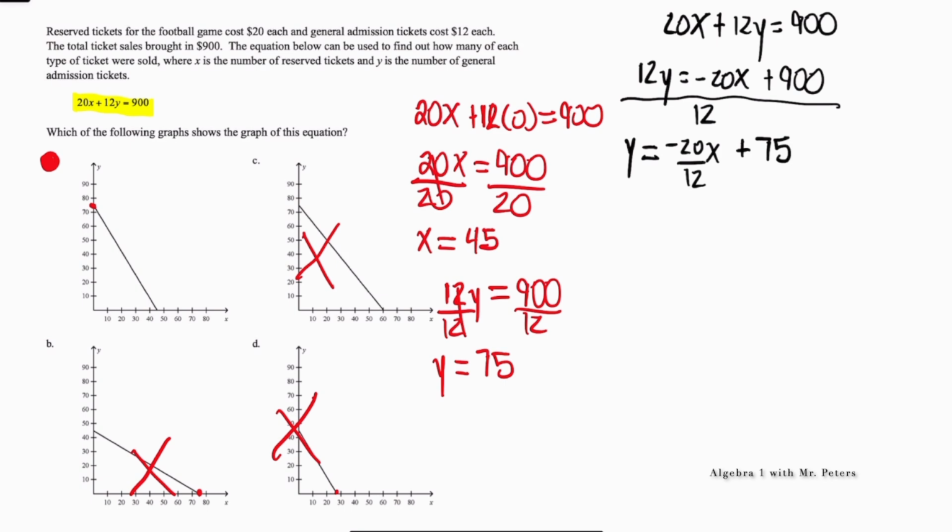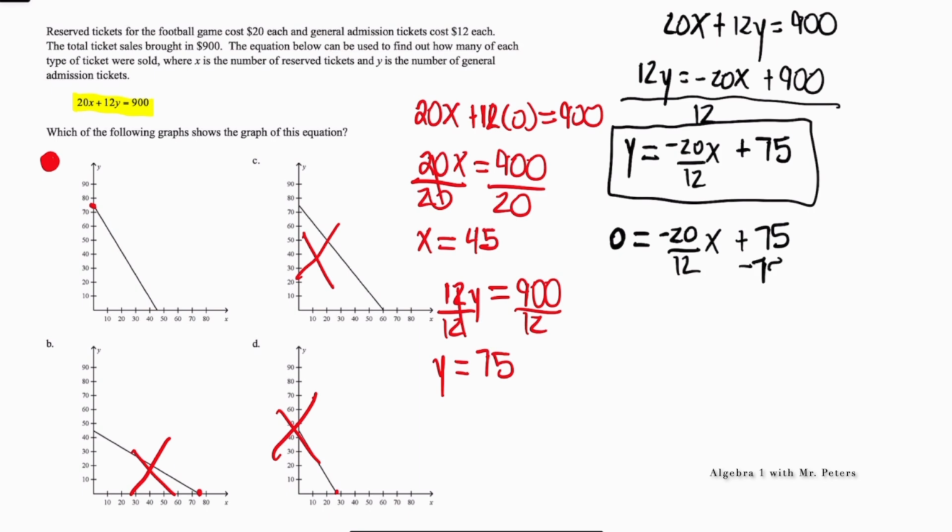So right here, based off this equation, we could find a y-intercept very easy, which is 75. But if we use this method, we would have to now look at both A and C. And let's say you didn't understand how to properly work this and you said, okay, I'm going to solve for y. So now you made y 0, and this is equal to negative 20 over 12x plus 75. So now you subtract 75 on both sides and you get negative 75 is equal to negative 20 over 12x.